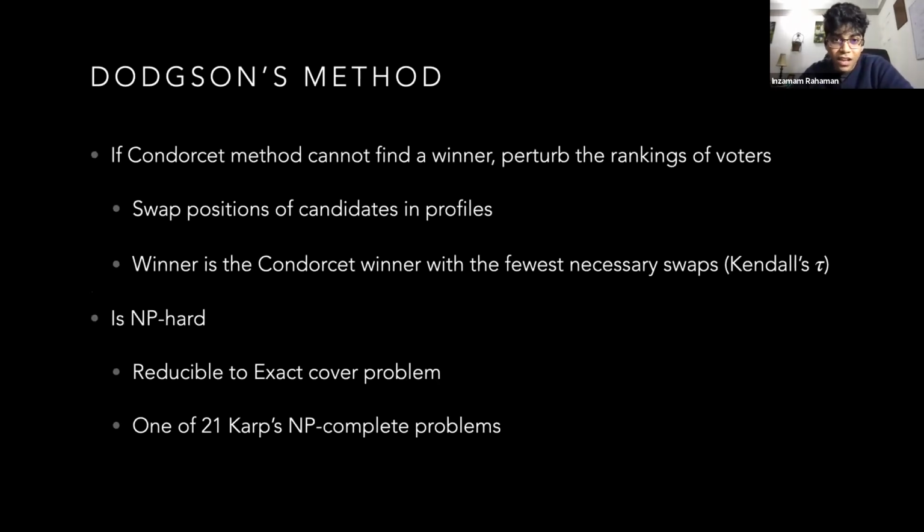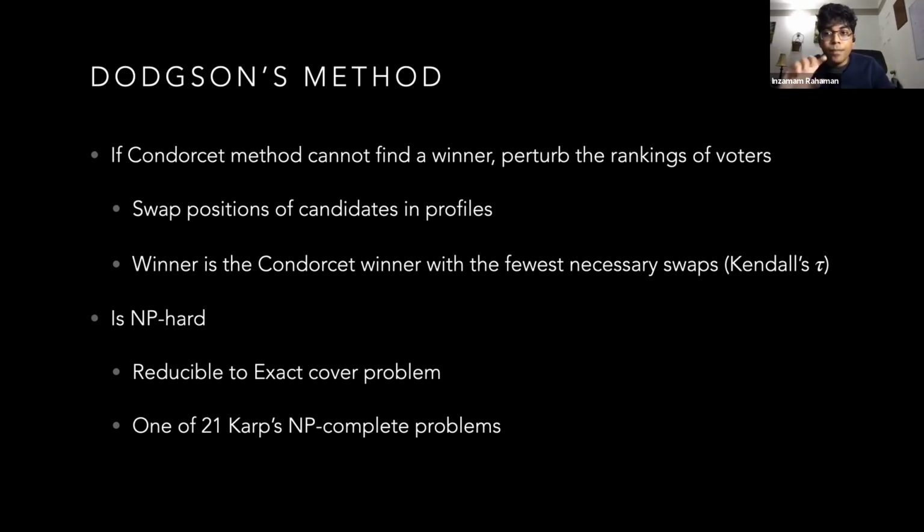There's also an interesting approach which also piggybacks off of the Condorcet method, called Dodgson's method, created by Charles Dodgson, who most people probably know under his pen name Lewis Carroll. Aside from being a mathematician, he was also the author of Alice in Wonderland and Through the Looking Glass. And the idea here is that if the Condorcet method cannot find a winner, you basically permute voters' profiles until you can get a Condorcet winner.